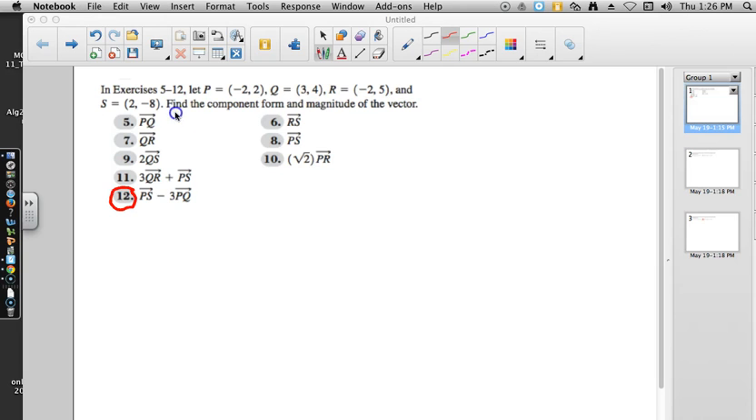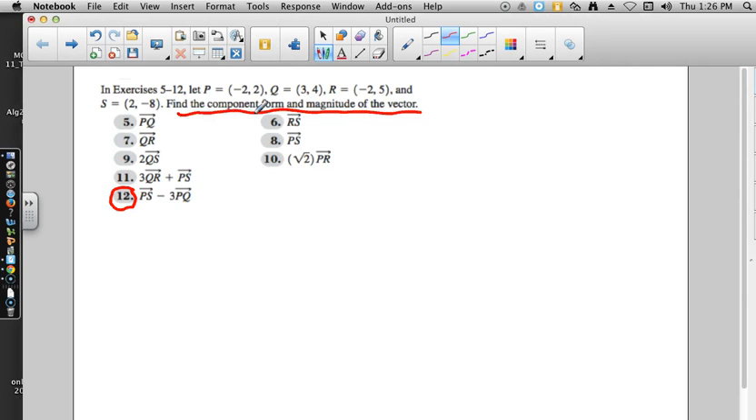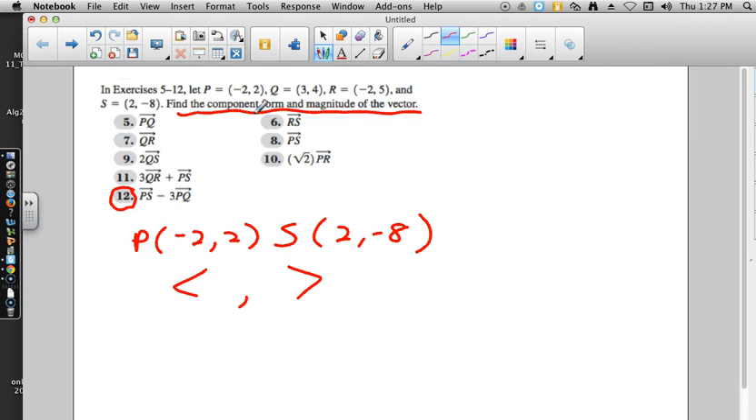Like it says, find the component form and magnitude of the vector, because the component form allows us to do a lot of really basic math. So if we're looking at vector PS, that means we have to work with the points P and S. And all we have to do to get that component form is do some subtraction. That subtraction is from the terminal point back to the initial point. And the arrow here always shows us which one of these two is the terminal point.